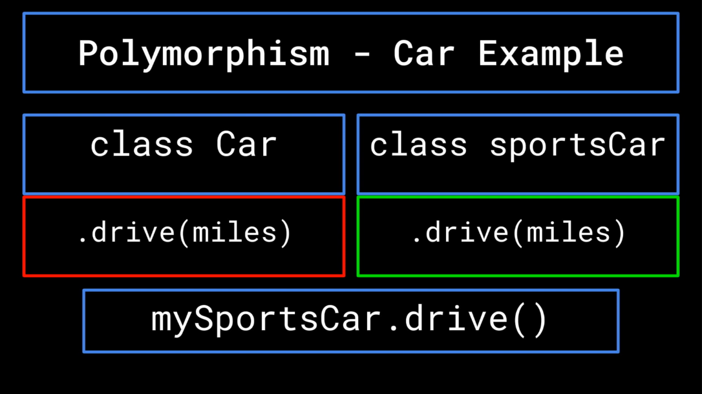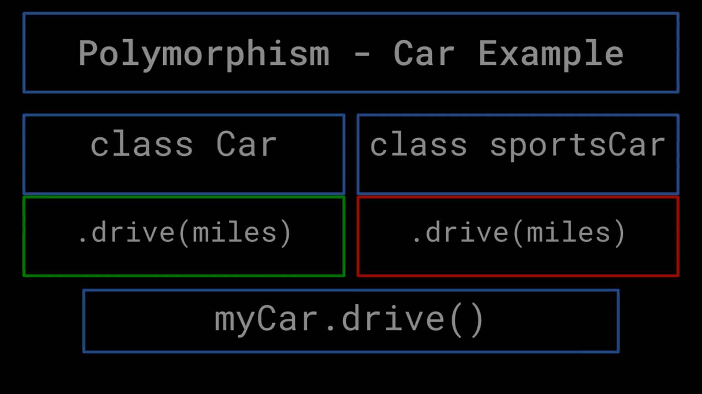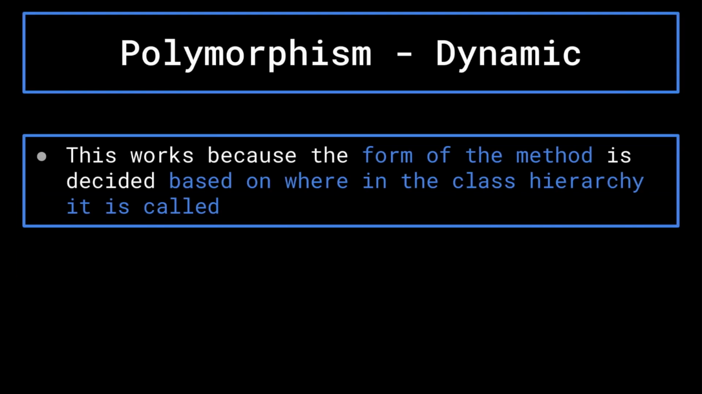However, were you to create an instance of the car class called mycar, mycar.drive would instead decrease my car's gas by 0.04 gallons per mile. This is an example of dynamic polymorphism, as the implementation of a method signature can change depending on which level in the class hierarchy that it is called.